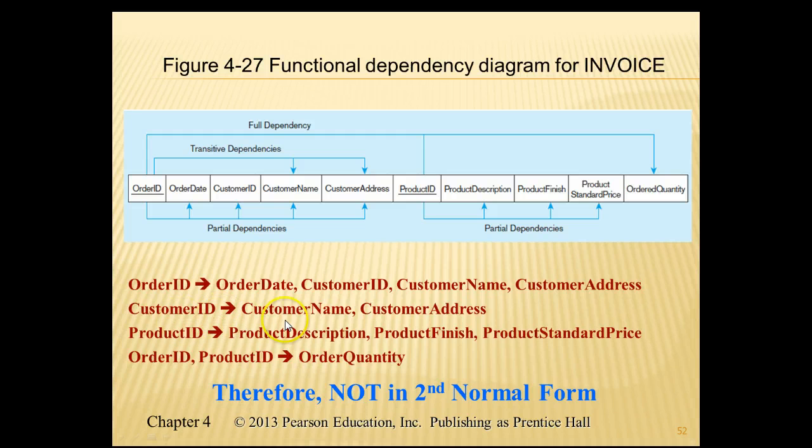And then customer ID is dependent upon customer name and customer address, and product ID has a partial dependency on product description, product finish, and product standard price. And then order ID and product ID have full dependency on order quantity. So this is not in second normal form. So we have to get rid of these partial dependencies and the transitive dependency.